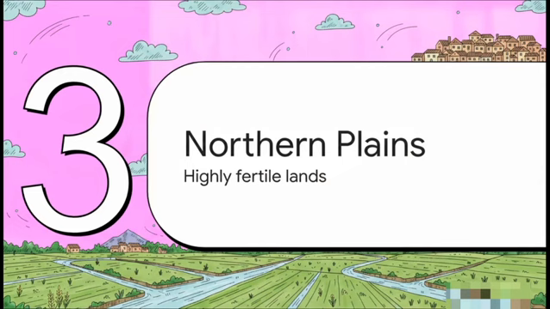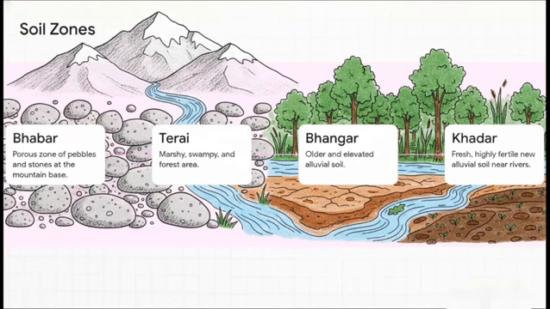Section 3, the fertile northern plains. We're leaving those freezing peaks behind and heading down to some highly fertile lands. All right, pay attention, because this is one of the most expected topics for your exams. As rivers flow down from the Himalayas, they carry tons and tons of fine sediments and sand with them. But when they finally hit flat land, they drop all this material in 4 very distinct steps, or zones.